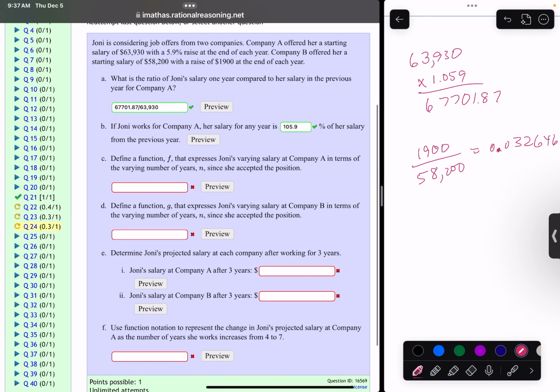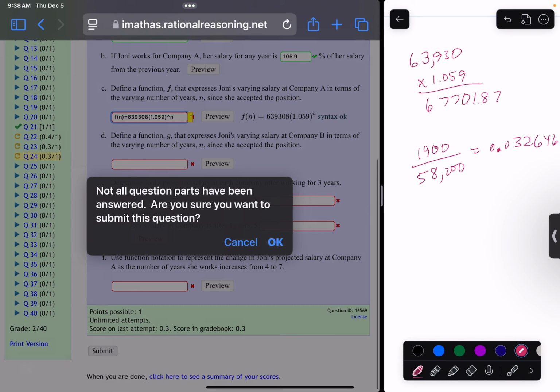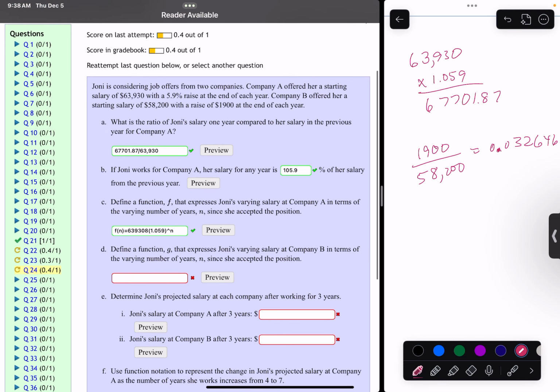Okay. Now it says define a function that expresses Joni's varying salary at Company A. So our function is going to be called f. We are plugging in years, so I'm going to write f of n equals the starting salary, $63,930, times, in parentheses, 1.059, her new yearly rate of change, to a power of n. Let's make sure they like that. Yeah, there you go. Okay.